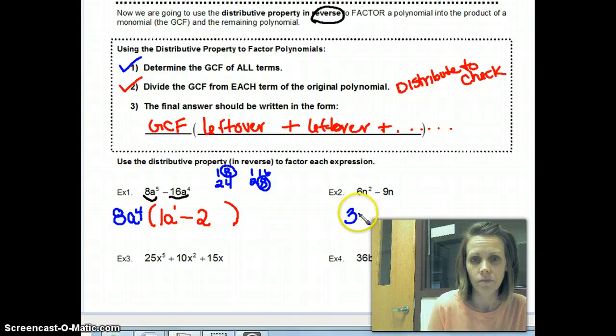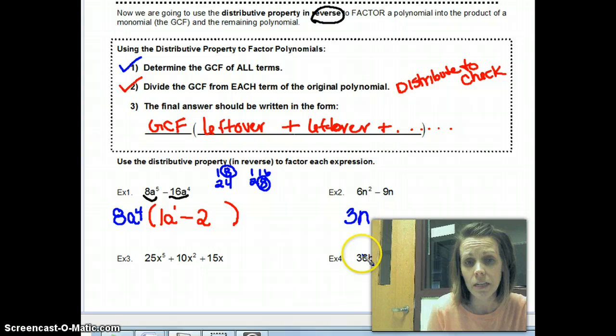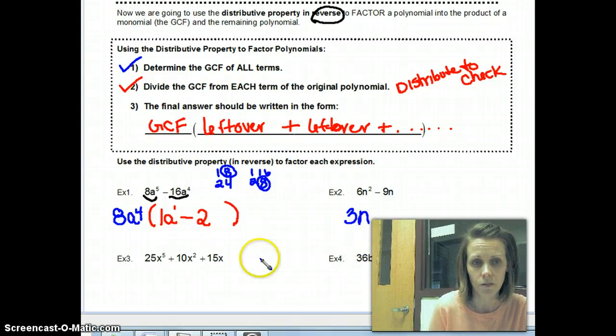So we have 3. And then we have n squared and n, so the smallest exponent I see would be n to the first power. So that's going to be my GCF. That's what goes on the outside. Now we're going to look and see what's left over. So I'm going to draw my parentheses, and I should have 2 terms in the parentheses.